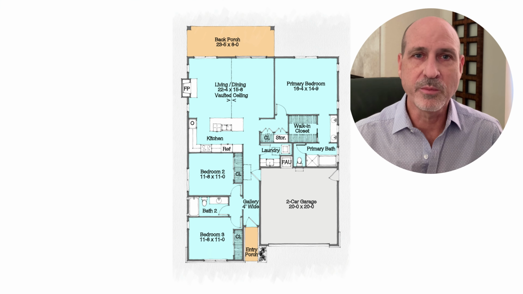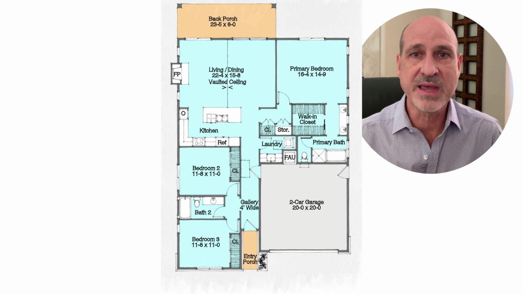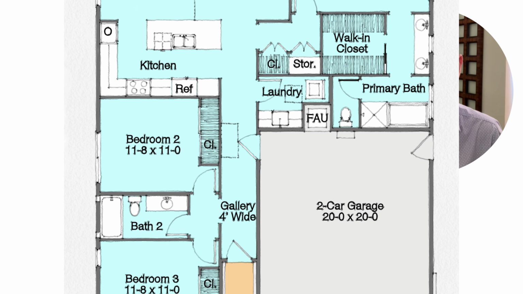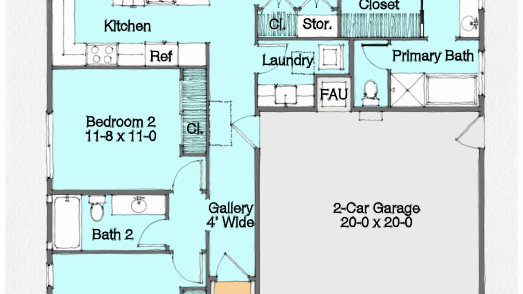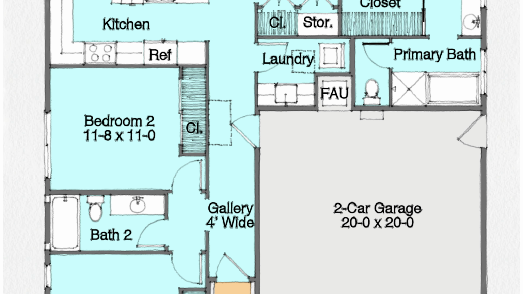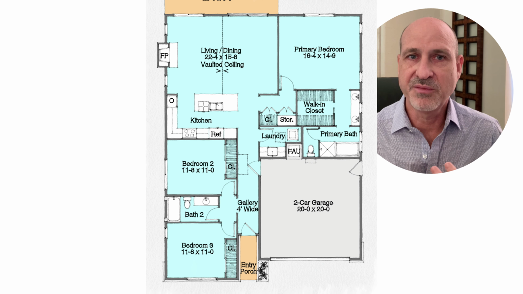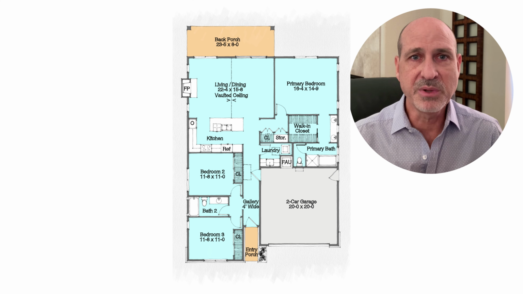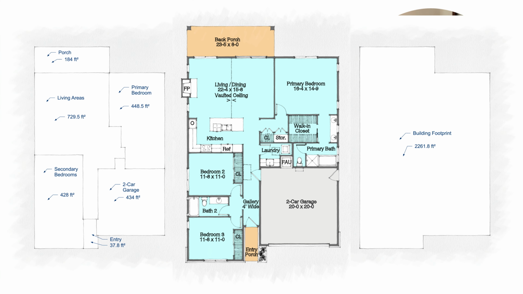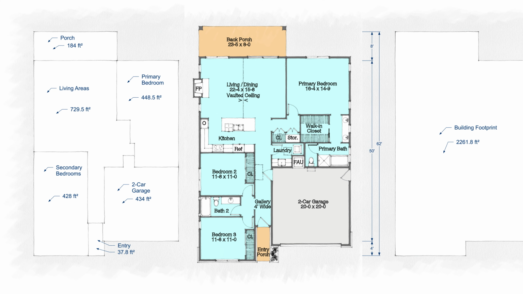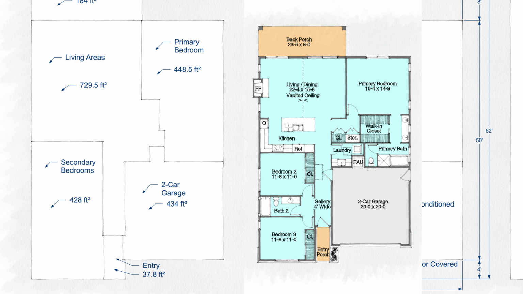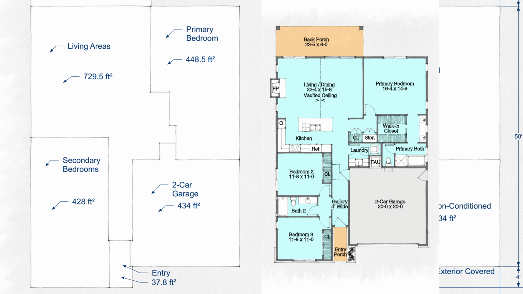Once you enter the home, a 4-foot wide gallery with a skylight acts as a central axis for the layout. Let's talk about how much room each person needs. Look at bedrooms 2 and 3 and bath 2. Is there enough area for kids or guests? The secondary bedrooms and bathroom together are 428 square feet. While that's not 800 square feet per person, there's still plenty of room to live comfortably.